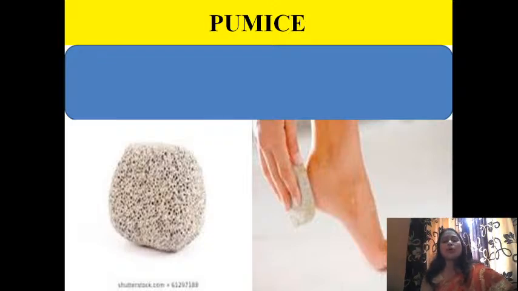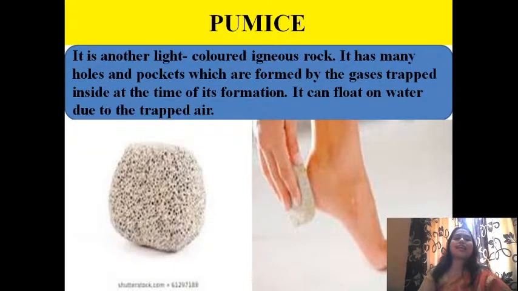Okay, now you can see pumice. Maybe many of you have it in your house. Through this picture you can easily understand what kind of rock it is, right? Yes, it is another light colored igneous rock. So it is also one of the igneous rocks.